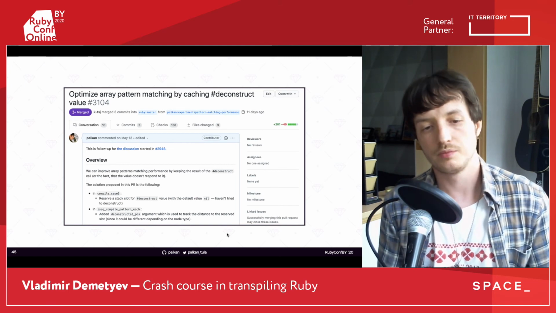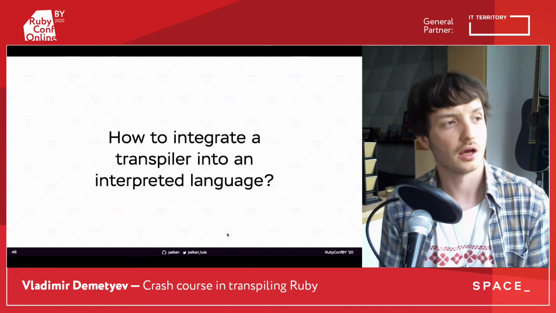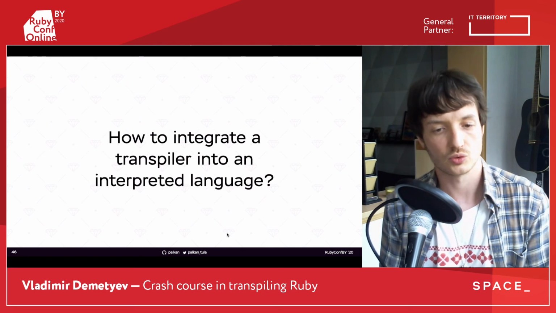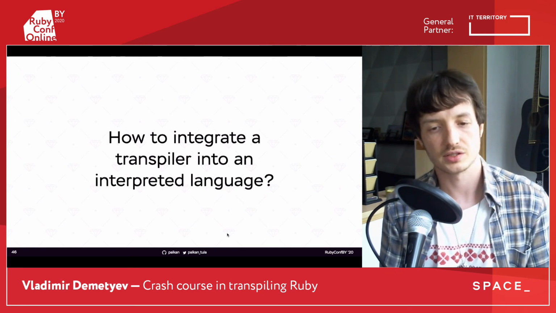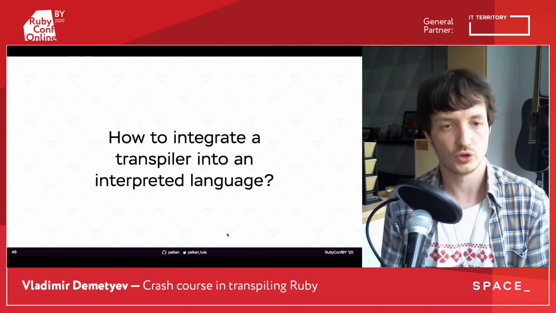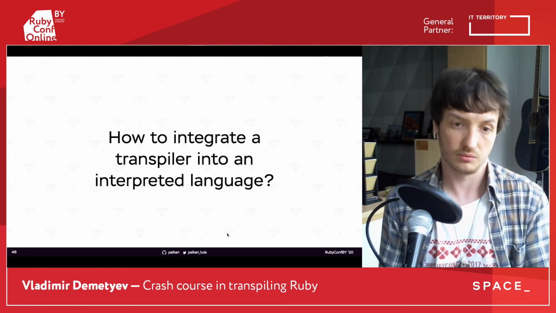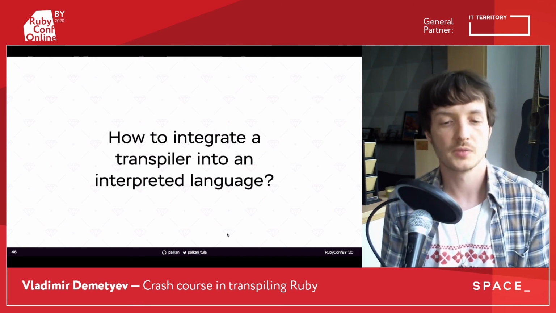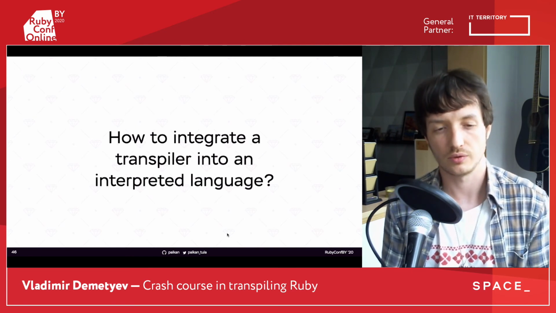Let's talk a little bit about how a transpiler for an interpreted language works. We usually don't have a build phase when deploying or releasing Ruby applications. We just put source code somewhere and run Ruby. That's it. We do not have build pipelines. So we can do the following things.